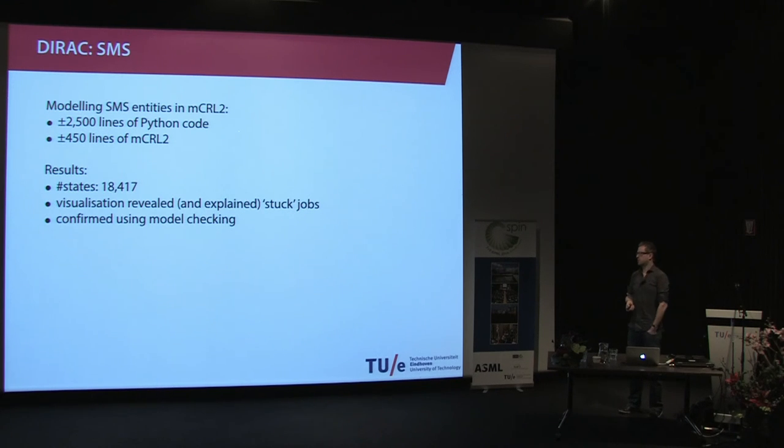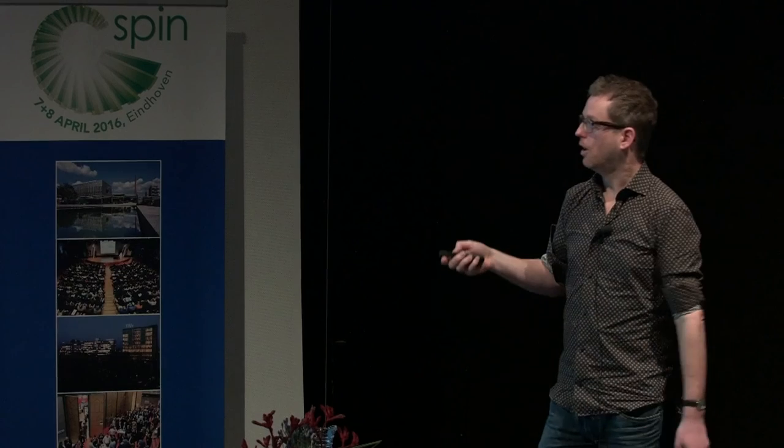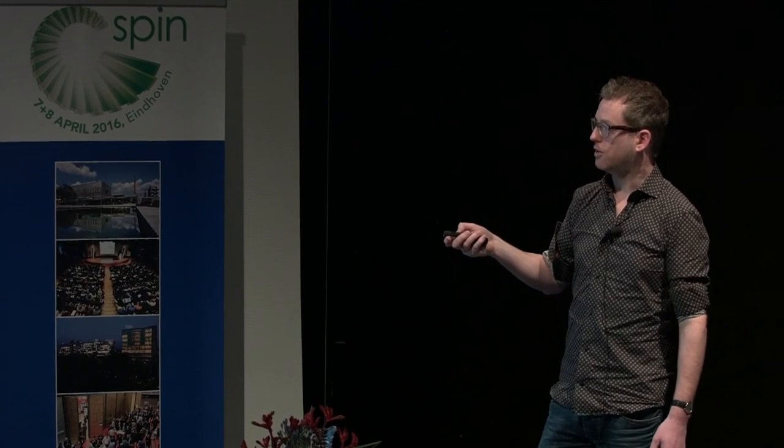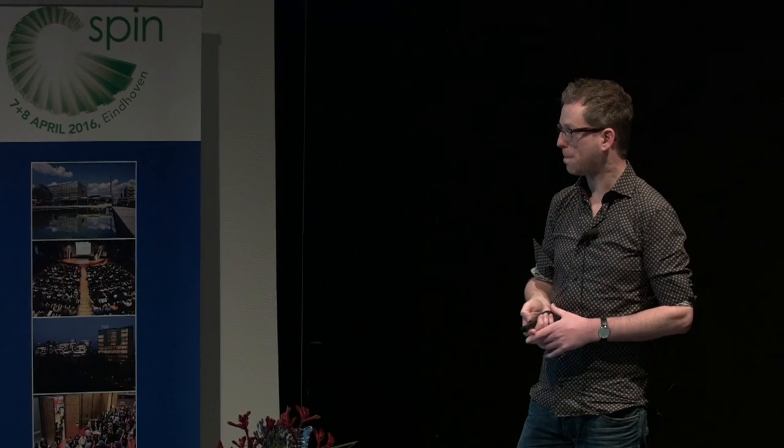We did some modeling in mCRL2 of this particular thing, the SMS, for instance. This one was particularly small. It was 2,500 lines of Python code, resulting in roughly 450 lines of mCRL2 code, of which more than half involved the data that you need to manipulate in this system. It would result in roughly 18,000 states in the state space exploration.